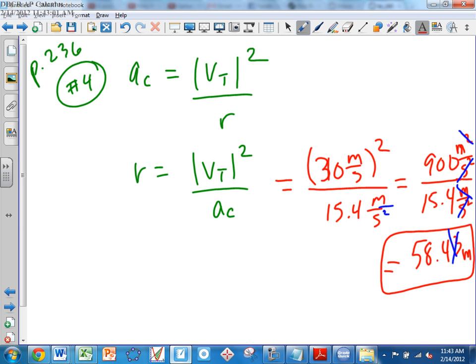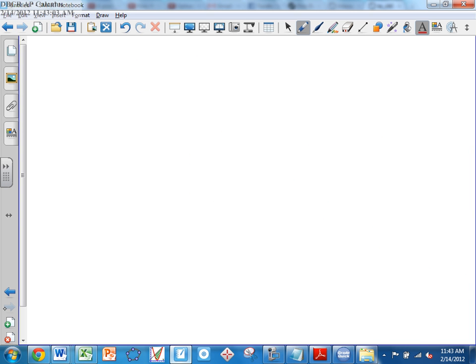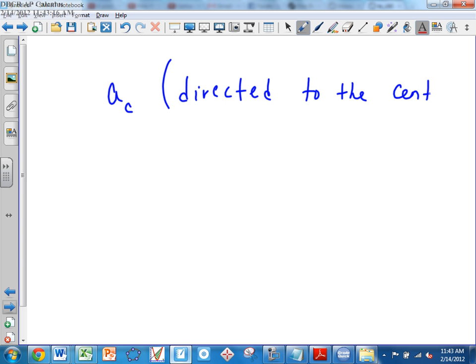Absolutely. Okay. Now let's make one more statement before we go on to the next problem. Yesterday we were talking about how centripetal acceleration means center seeking. Further, we should know that the centripetal force also is center seeking because it's centripetal force.